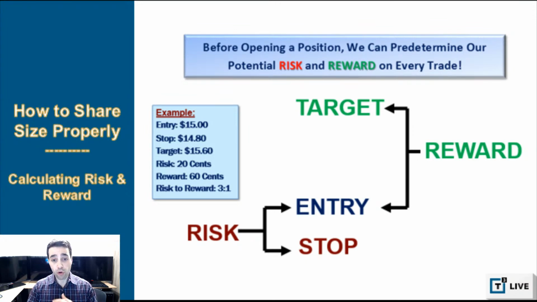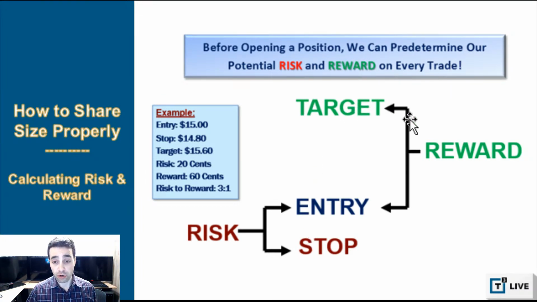First, before opening a position, we can predetermine our potential risk and reward on every trade. Without predetermining your reward to risk, you're gambling, basically. So you have to know what your target is, otherwise you wouldn't know what the reward to risk is on the play. So your risk is the difference between your entry and your stop. Okay, so if your entry was 15 bucks and your stop was 14.80, your risk is 20 cents.